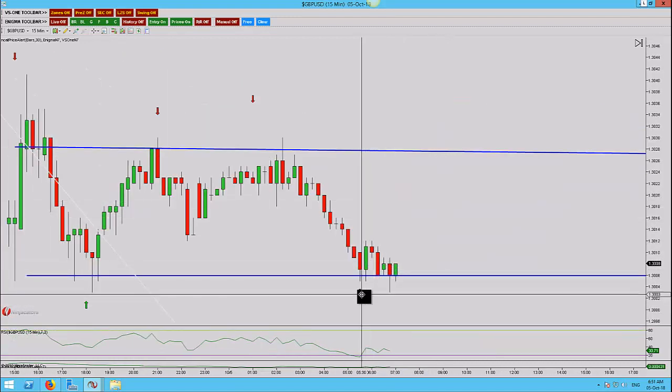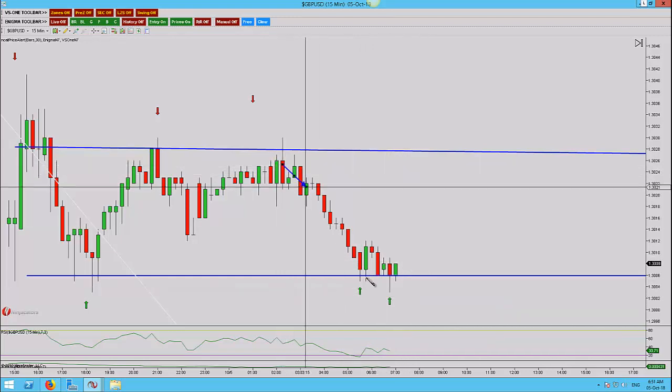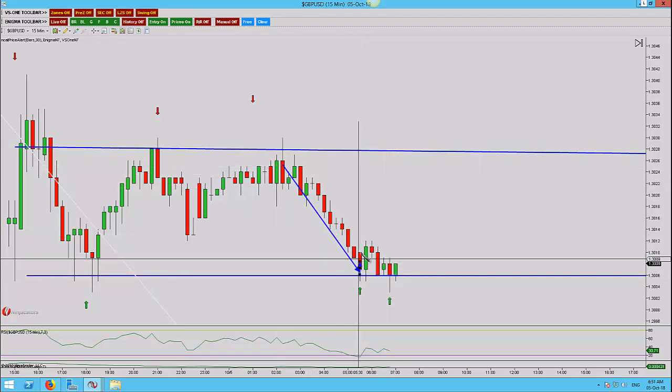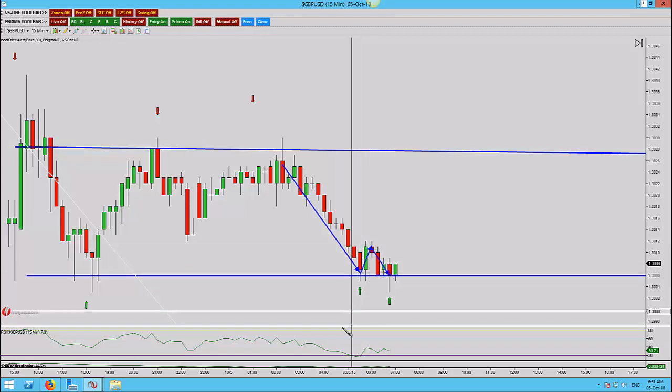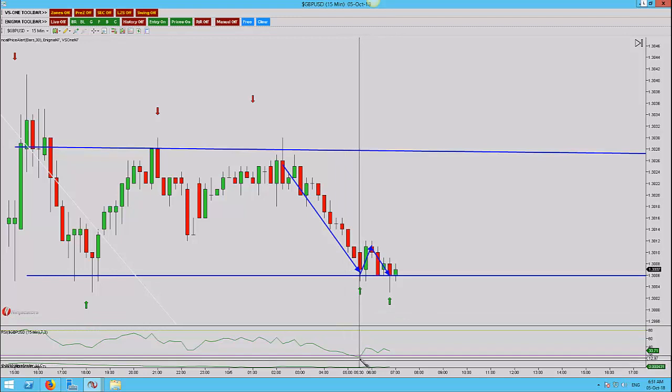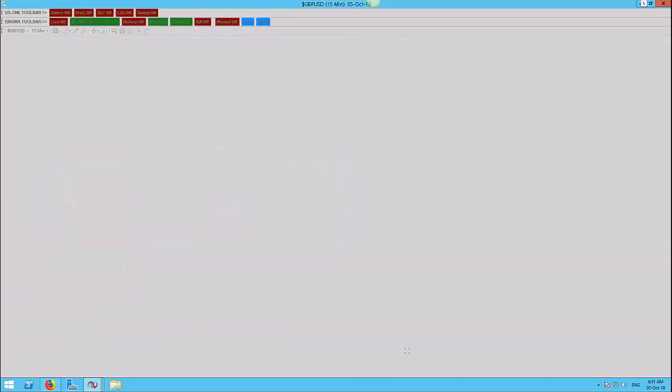So we've got our first test there, our second test there, we've got a nice run down, and so this is perfectly valid. You can actually see there's the RSI confirmation, it went oversold, we've got the divergence. We can actually drop down to the 5 minutes and see it here as well.